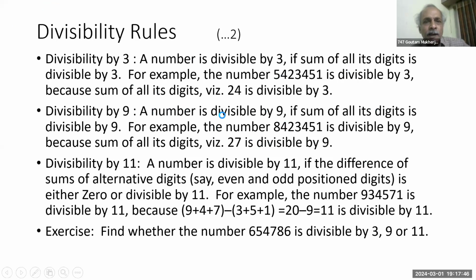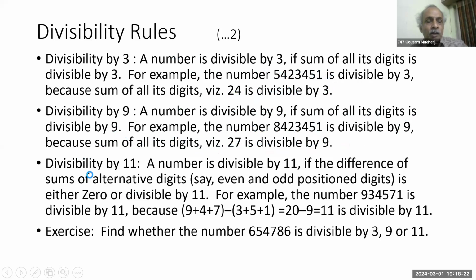Divisible by 9. A number is divisible by 9 if the sum of all its digits is divisible by 9. For example, this large number is divisible by 9 because the sum of all its digits, 27, is divisible by 9. And divisible by 9 automatically implies divisible by 3, but the reverse is not true. Here the sum was 24, which is not divisible by 9. So this large number is not divisible by 9, whereas it was divisible by 3.